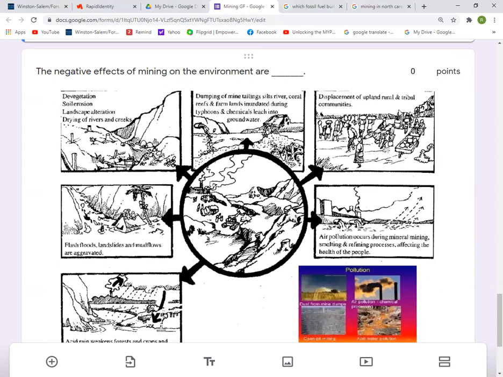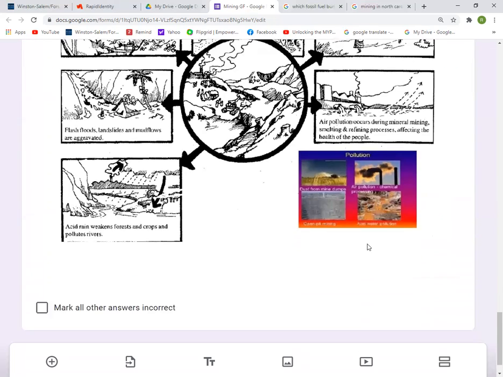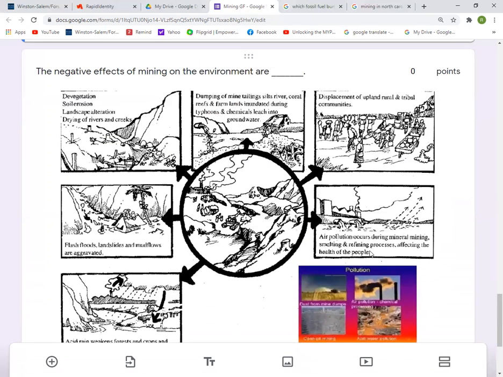Like people have to move to other areas because the minerals might be where their community is located, or they need to move because of the pollution caused by the mining process. Of course, air pollution, which is related also to acid rain, and this air pollution can also cause a lot of respiratory diseases. So this is what mining is.